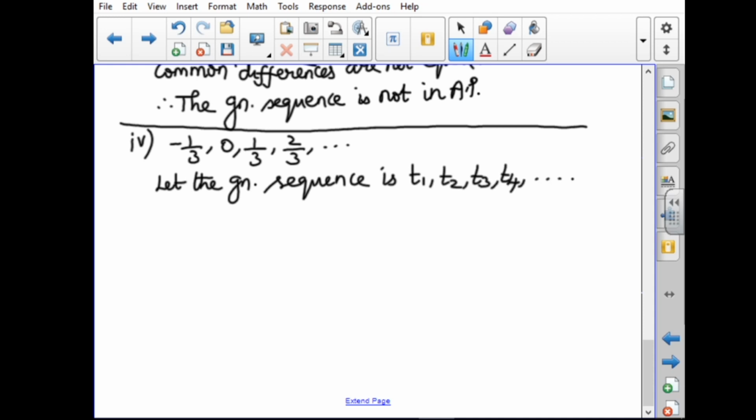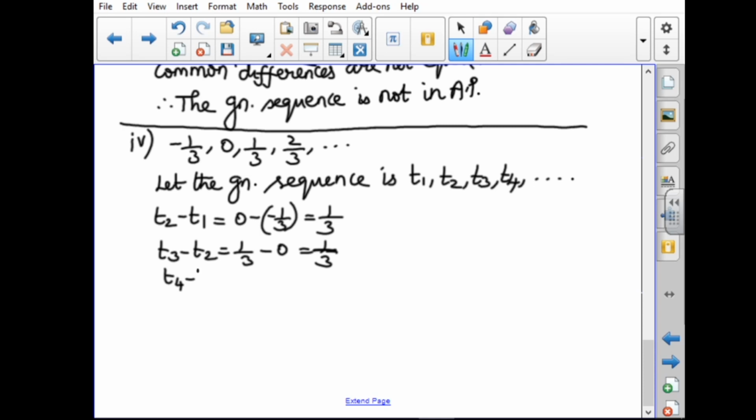We find the common difference T2 minus T1. That is 0 minus of minus 1 by 3. The answer will be 1 by 3. Next T3 minus T2. That is 1 by 3 minus 0. The answer will be 1 by 3. T4 minus T3. That is 2 by 3 minus 1 by 3. The denominators are equal, so simplify the numerator. 2 minus 1, answer 1. Here all the common differences are equal.